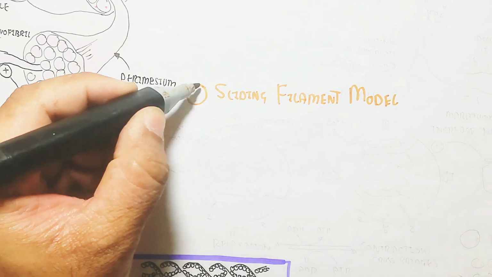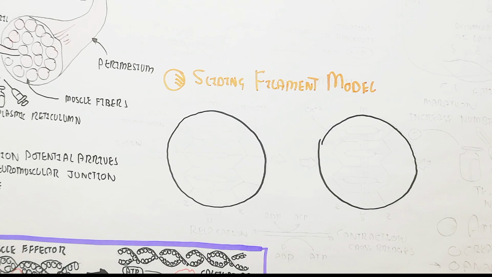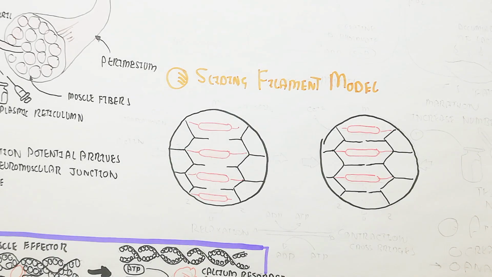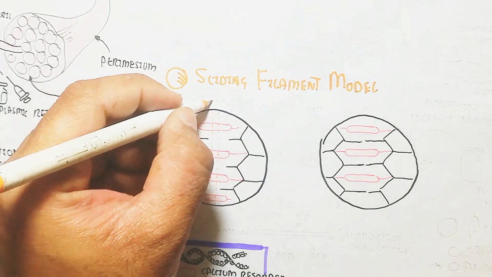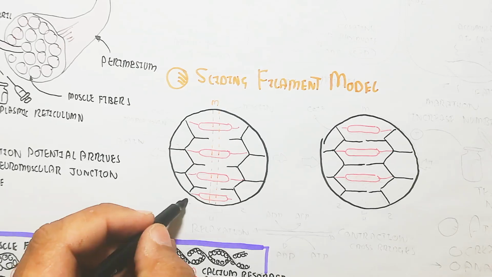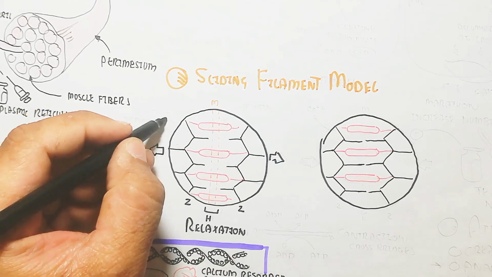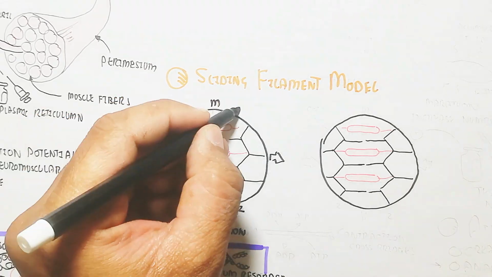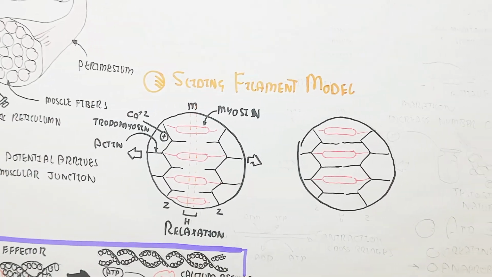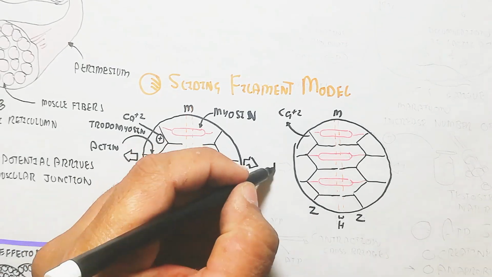Let's understand the sliding filament model. The sliding filament model contains a sarcomere. We are drawing one sarcomere to understand contraction and relaxation. During relaxation, the myosin is here and the M line is here, and this H zone will be wider as compared to contraction. The Z line to Z line, the Z disc, is one sarcomere. Actin is here and troponin is here. Tropomyosin is important for the binding of the calcium, while the actin and myosin bridge formation will lead to contraction.